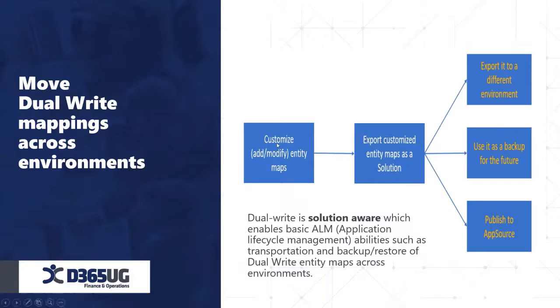So what happens here? You customize an entity map here. You export that entity map as a solution in our Power Platform. Then you export that solution. You can take it as a backup. You can publish that solution into your AppSource, and on the other side, you can import that solution into your UAT or production environment.